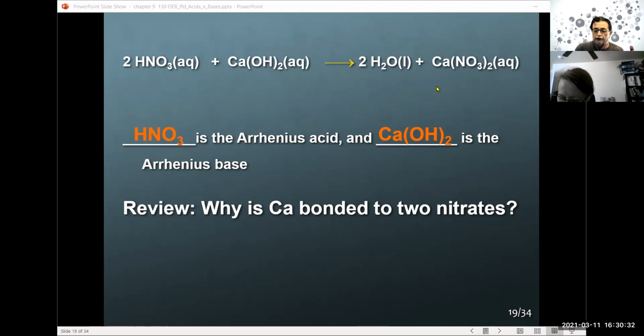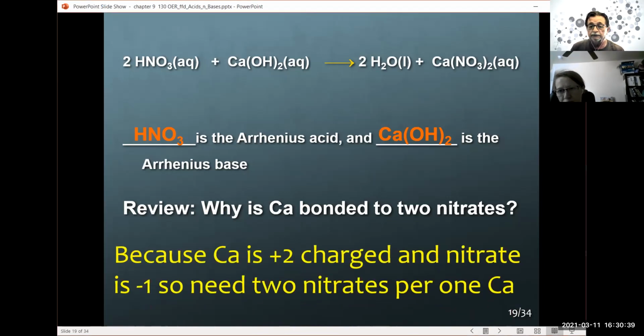And the base, for Arrhenius base, is any compound that will produce hydroxide, and calcium hydroxide does just that. Okay. Now, why does calcium produce 2 nitrates? Or what do we know about calcium? Calcium is an ion.